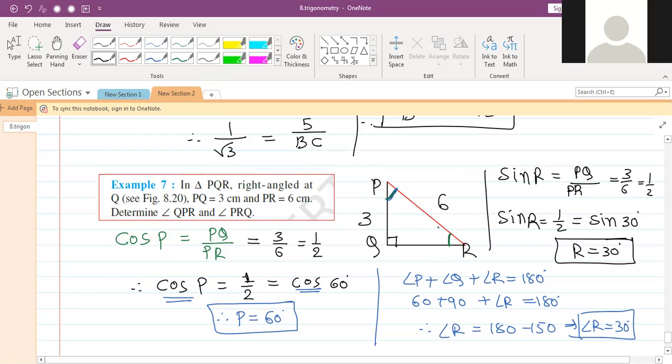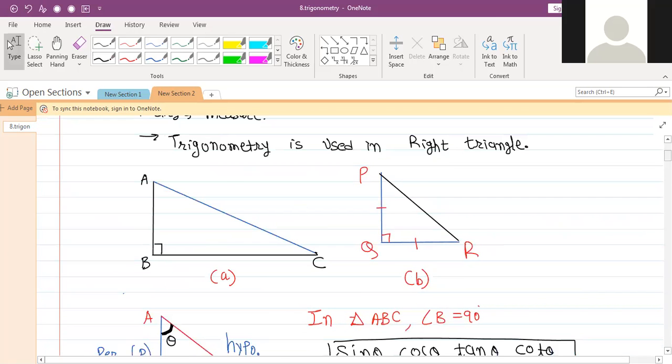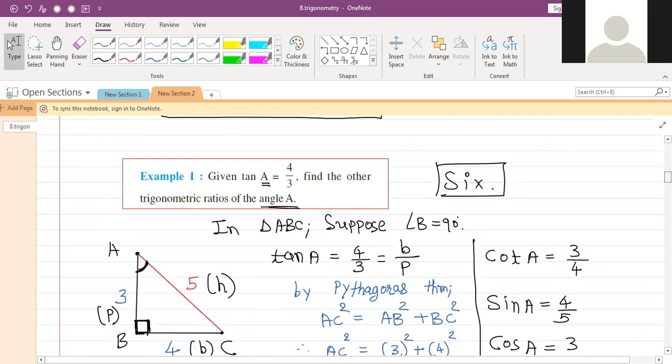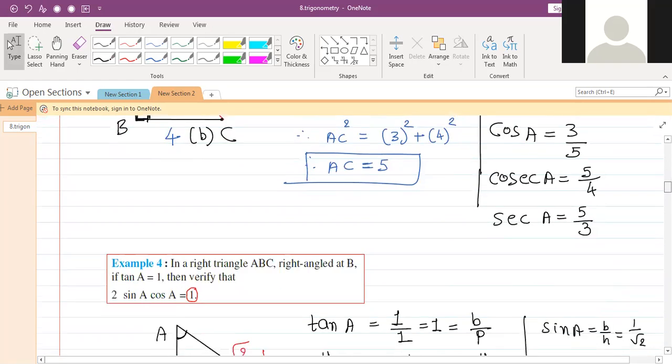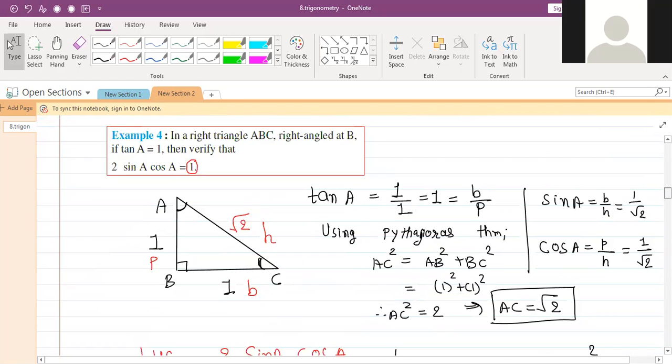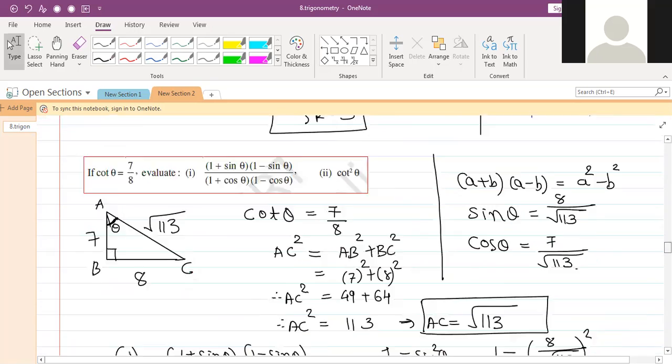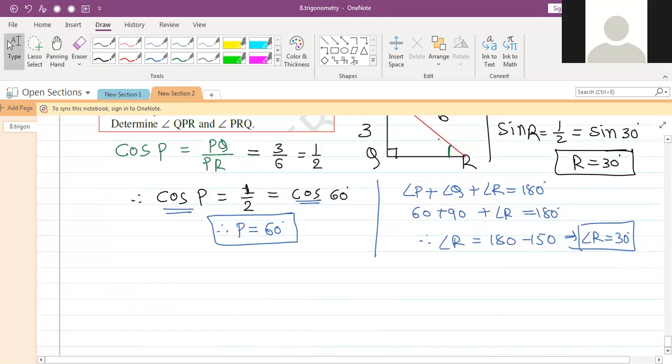Understand? Yes, sir. Okay. Now, any doubt in all this topic, trigonometric ratios and special angles? Not so far, sir. Okay. If you have any doubt, you can ask me. Okay. Another important thing.